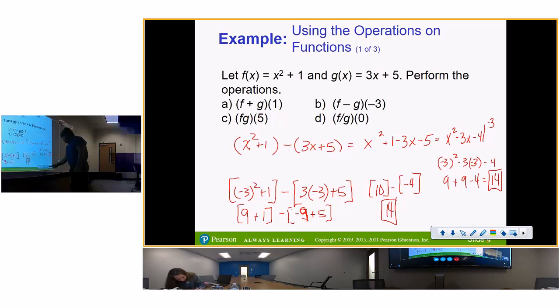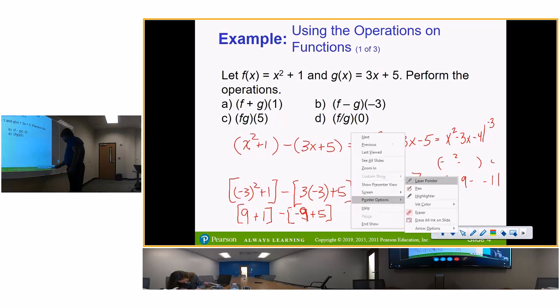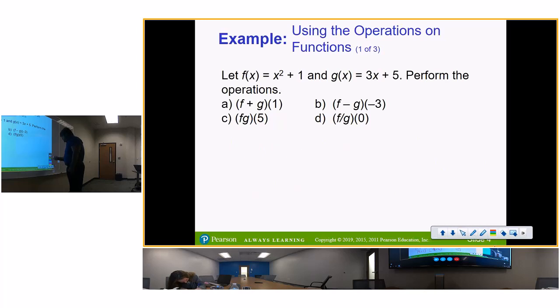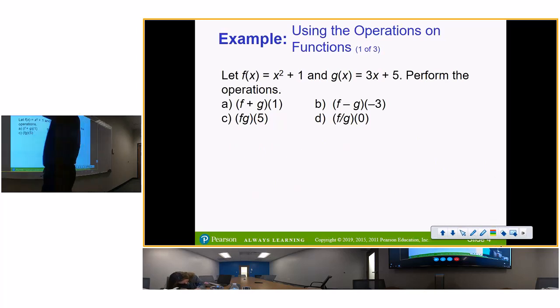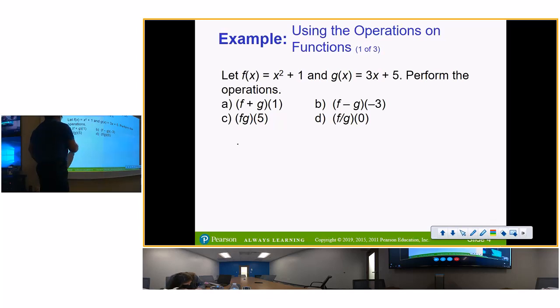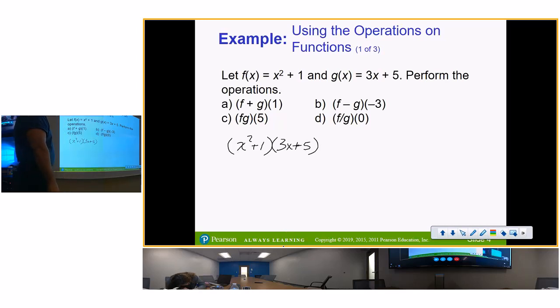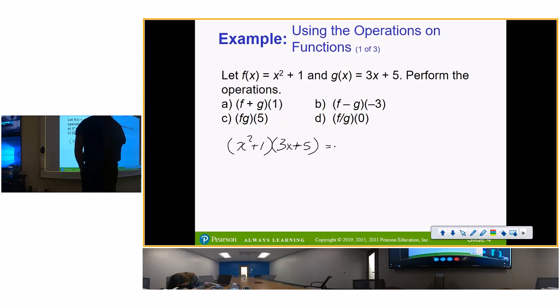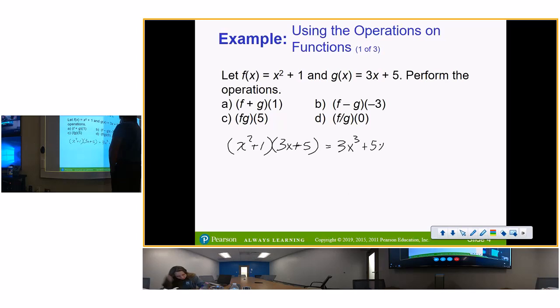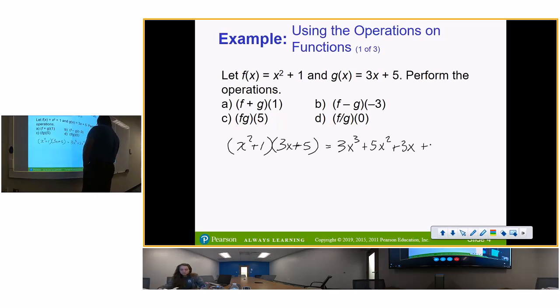All right, so let's take F times G. I'm changing this, but I can't stand writing in red. All right. So x squared plus 1 times 3x plus 5. And I'm going to use my FOIL method. And that's going to give me 3x to the third plus 5x squared plus 3x plus 5. Somebody check my algebra, make sure I did my algebra correctly.